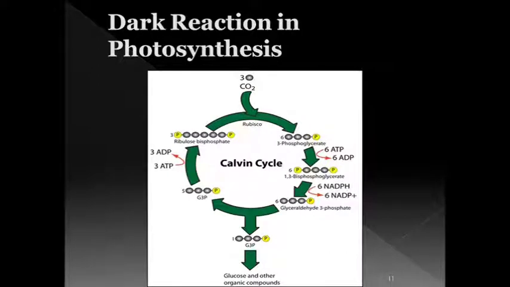Here we can see that ribulose biphosphate and carbon dioxide will bind and produce different intermediates like 3-phosphoglycerate, 1,3-biphosphoglycerate, and glyceraldehyde 3-phosphate, and then glucose is produced from this. This glyceraldehyde 3-phosphate can also be converted into ribulose biphosphate again. So carbohydrates are made in the dark reaction of photosynthesis.